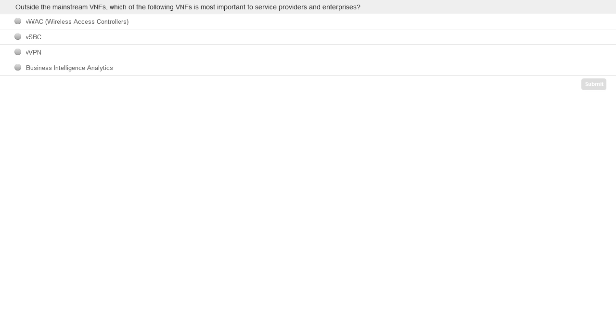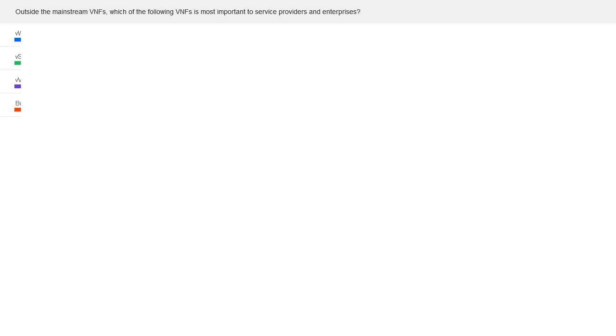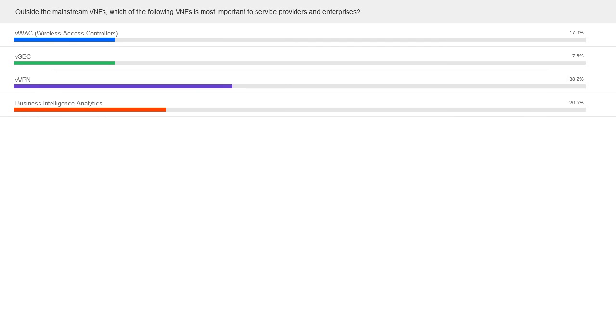Got it. Okay. I'm going to push out the results here. Quite an interesting breakout. 18% wireless access controller, 18% SBC, 38%. The biggest result here is for VPN. Notice we have an abbreviation within an abbreviation here with vVPN. And business intelligence analytics at 27%.